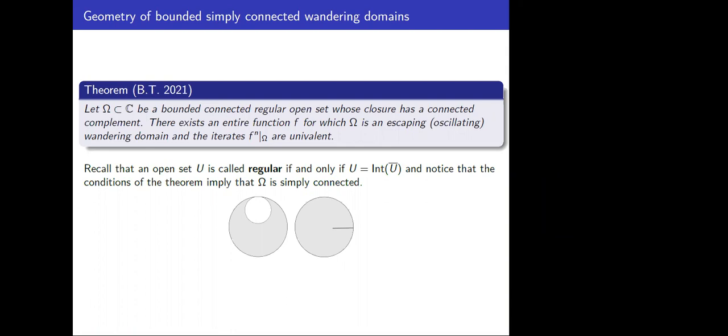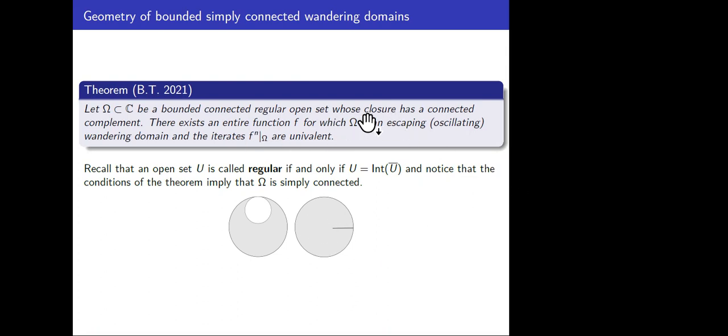Let me go through the conditions on the set. What does it mean to be regular? A set U is called regular if and only if U coincides with the interior of its closure. For example, look at this domain here. This is a unit disk from which you remove just one hair, or a line. This set is not regular, because if you take the closure, the hair vanishes, and if you then take the interior, you end up with a full disk. So this is not regular.